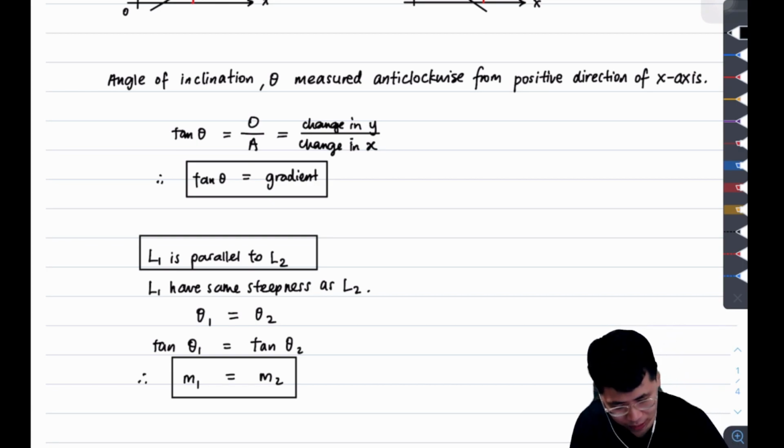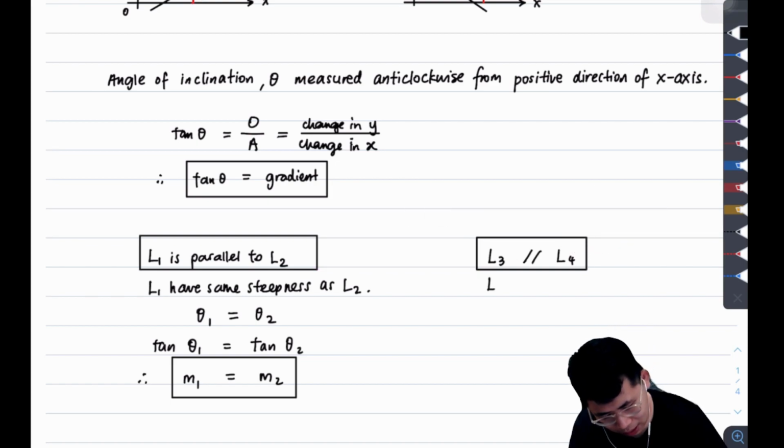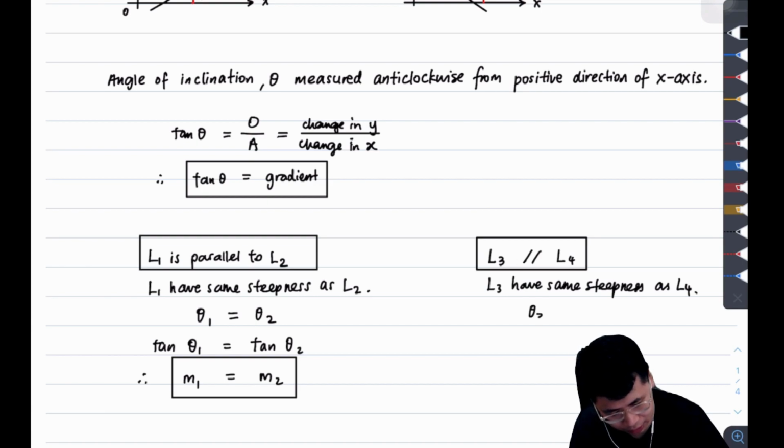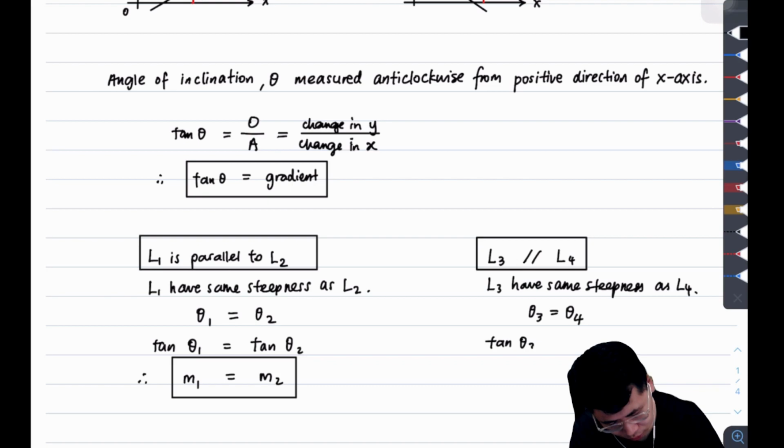Now in the same way, let's look at L3 and L4. This is the symbol for parallel. If L3 is parallel to L4, as you can see over here quite clearly, it means that L3 has the same steepness as L4. So the angle for 3 is equal to the angle for 4, because they have the same obtuse angle. So tangent of angle 3 is equal to tangent of angle 4.